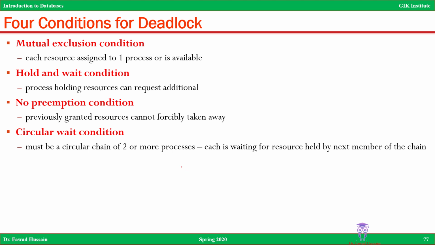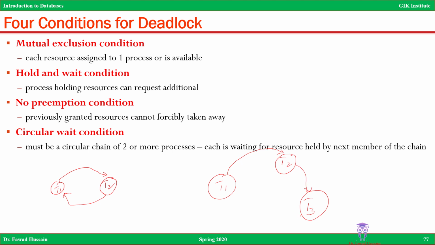So I can either have something like this, T1 and T2. T1 is waiting for T2 to release something, and T2 is waiting for T1 to release something. Or I can have T1, T2 and T3. T1 is waiting for T2 to release something, T2 is waiting for T3, and T3 is waiting for T1. So this is also a cycle, and this is also a deadlock. Not all cycles are deadlocks, but a cycle can help you identify whether it's a deadlock or not.